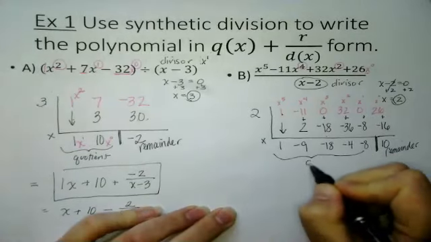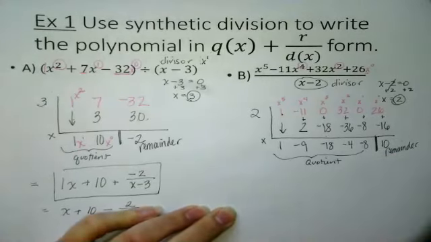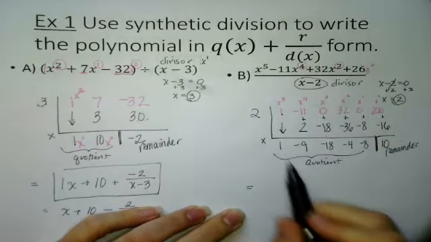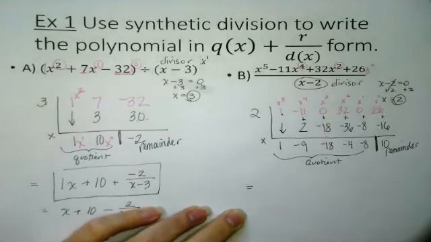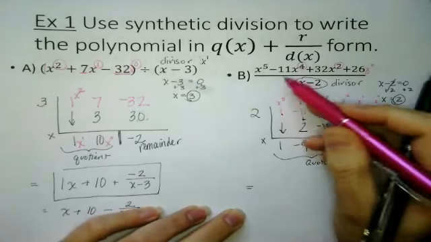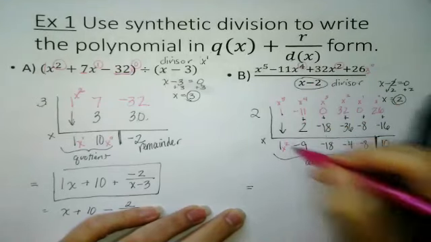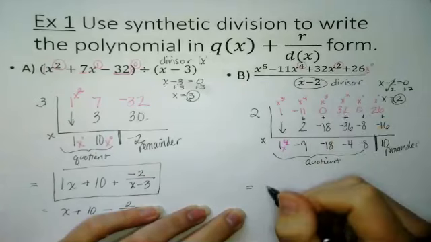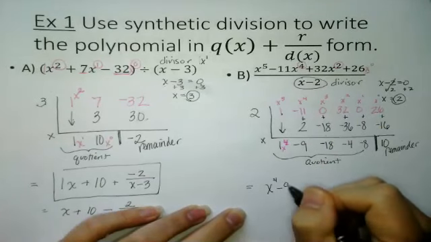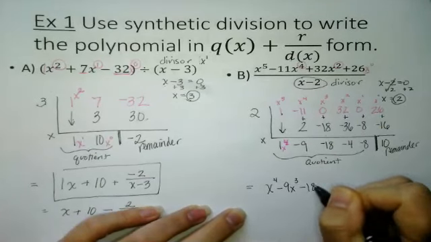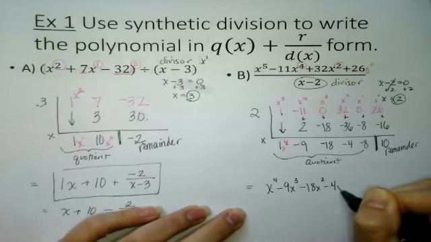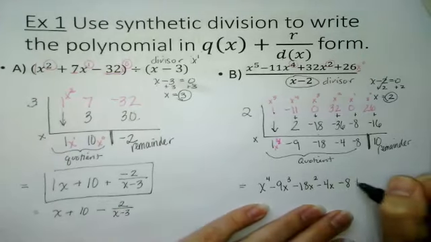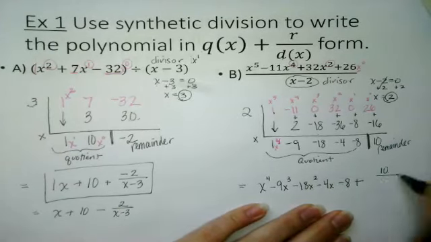Here is our quotient. And we want to write the quotient in terms of x. So these are just numbers. We need to put those x's back on. We started with x to the 5th. We divided out an x, which means it reduces by 1. So it becomes 1x to the 4th minus 9x cubed minus 18x squared minus 4x minus 8. So there's our quotient, plus our remainder of 10 over our divisor.